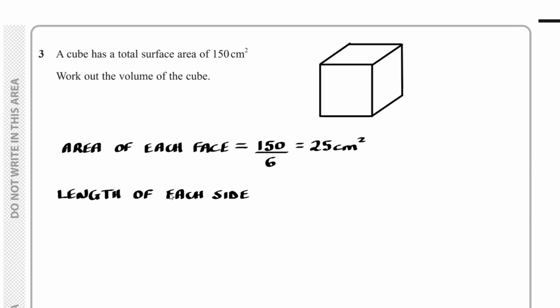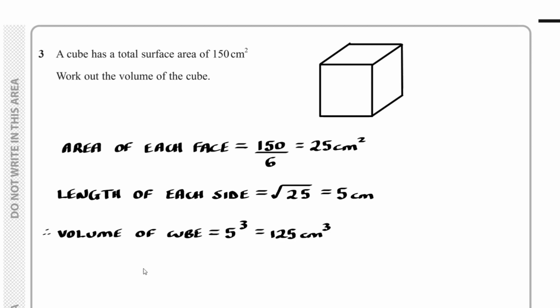We can now find out the length of each side. If the area of the square is 25 centimeters squared, then the length of each side will equal the square root of 25, which is 5. So the length of each side is 5 centimeters. So the volume of the cube will equal 5 cubed, which is 125. So the volume of the cube is 125 centimeters cubed.